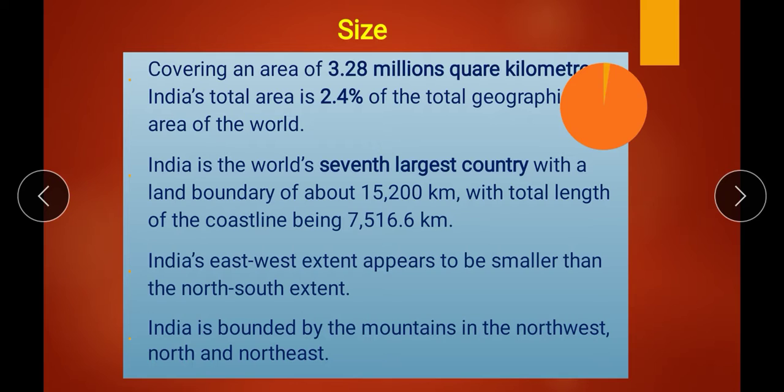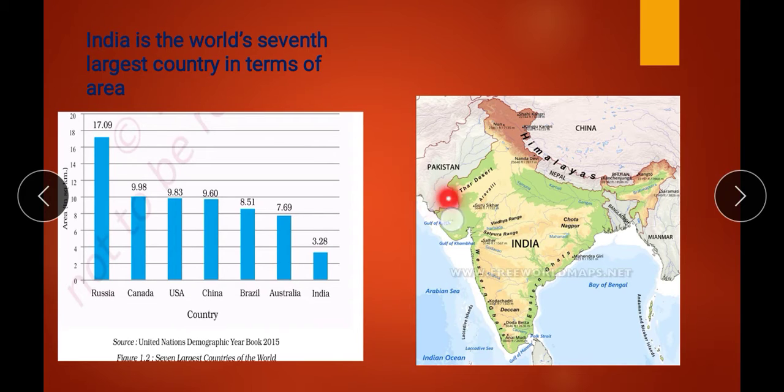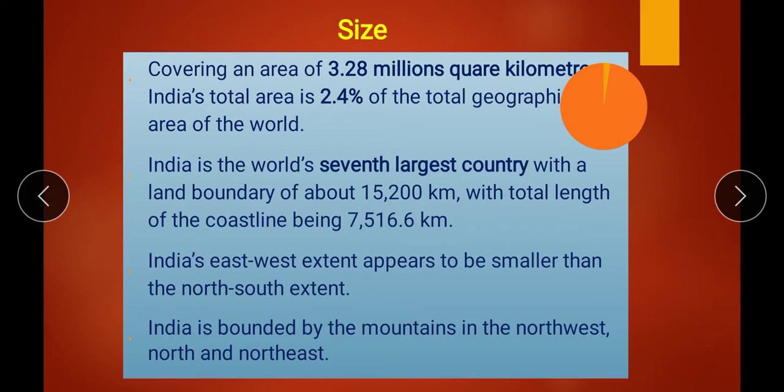And the total land boundary of India is about 15,200 kilometer, with the total length of the coastline being 7,516 kilometer. This is the total land boundary of India from Sir Creek to Namoh Island, and this is the total coastline, the coastline from Gujarat up to West Bengal. If we add this coastal distance and the coastal distance of Andaman Nicobar Islands and the coastal distance of Lakshadweep, then we get this value.